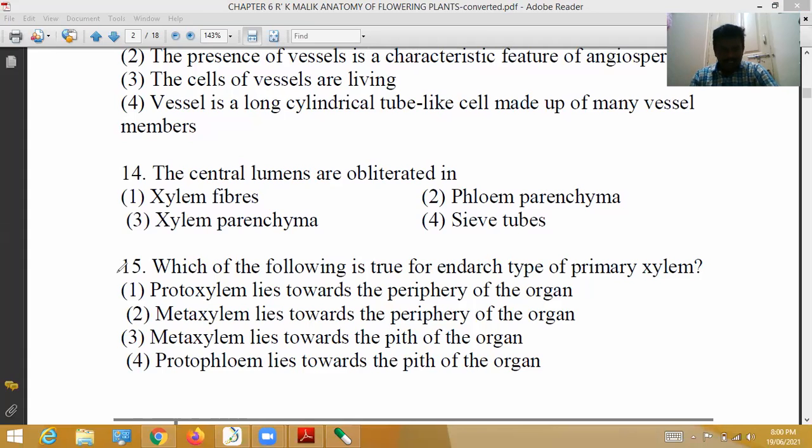Fifteenth question. Which of the following is true for endarch type of primary xylem? Here, first of all, xylem is of 2 types: endarch and exarch. Here they have asked about endarch. Endarch means what? Here I will give an explanation.